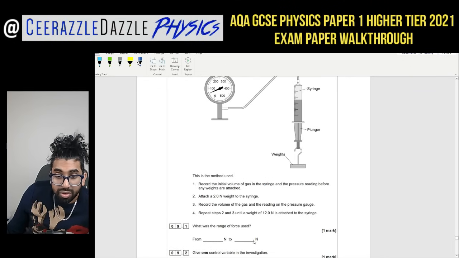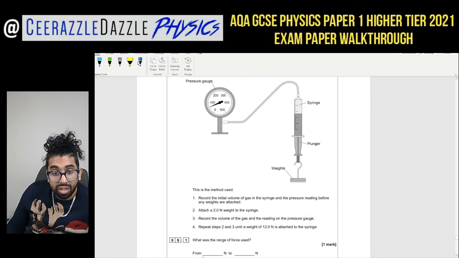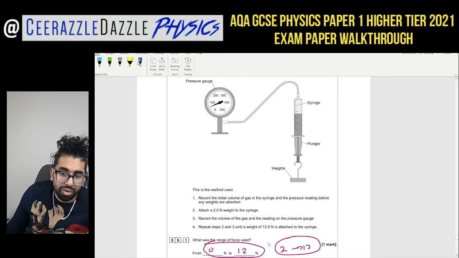What was the range of the force used? The range is going to be the range of weights you're using. You can accept from here, you're going from 0 to 12 newtons. But the mark scheme also identifies that you start off with 2, so they also accept that you can go from 2 to 12. They give you marks for either. So 0 to 12 or 2 to 12 here.